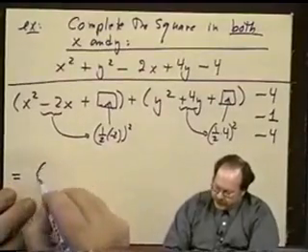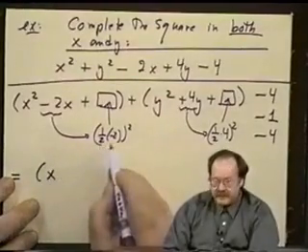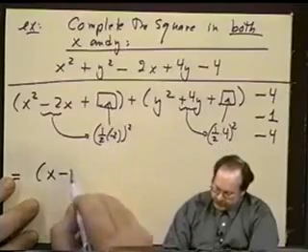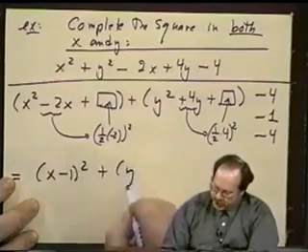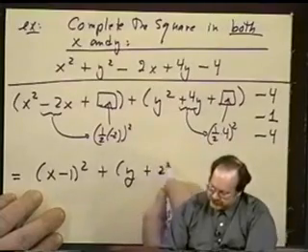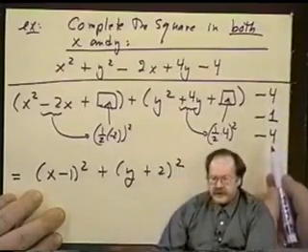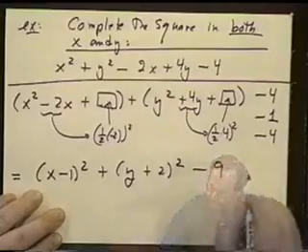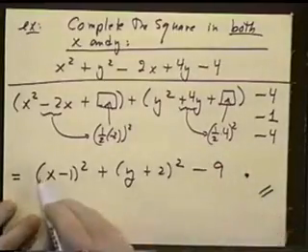So finally, I can rewrite this as x. What did I have in here? Minus 1, quantity squared, plus y. And here I have 1/2 of 4 is 2. So it's plus 2, quantity squared. And then minus all of this. That's minus 9. So there I have it.